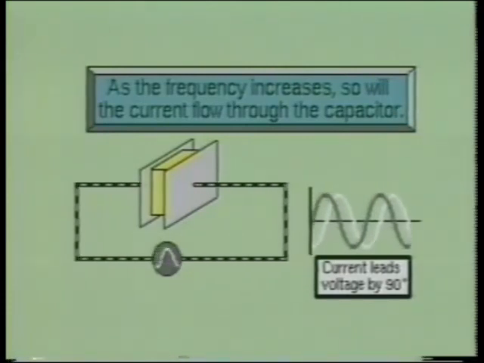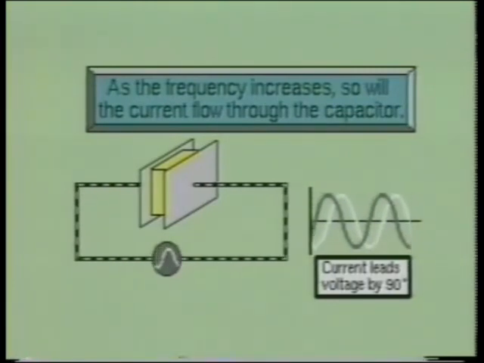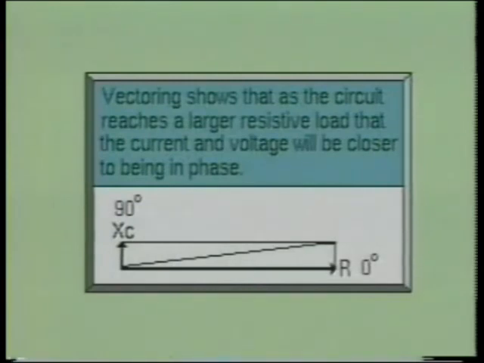The only time there will be a 90-degree phase shift is if there is no resistance in the circuit. When resistance is present in the circuit, the difference in phase will be less than 90 degrees. The phase difference will continue to decrease as the resistance in the circuit is increased. If the resistance of the circuit is 10 times or more larger than the capacitive reactance in the circuit, the phase shift will approach zero.